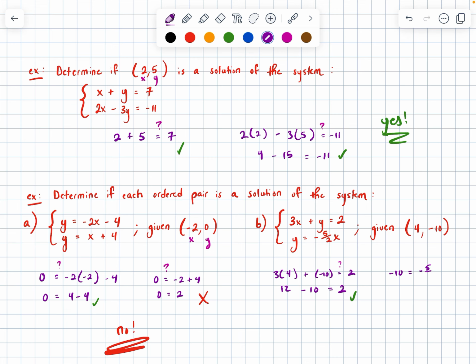And for the bottom one, I've got y, which is negative 10. I want to see, is it equal to negative 5 halves times 4? If I take negative 5 halves and multiply that by 4, feel free to fact check me here. Negative 5 halves times 4. Well, if I take 4 divided by 2, I get 2. Negative 5 times 2 is negative 10. Negative 10 is equal to negative 10. Here it does make both of our equations true. So yes, this is indeed a solution.